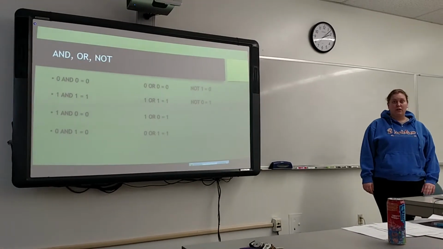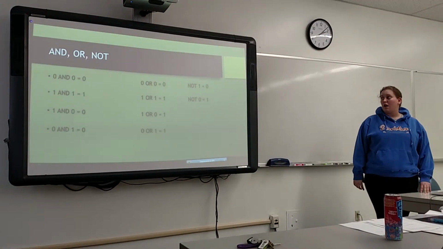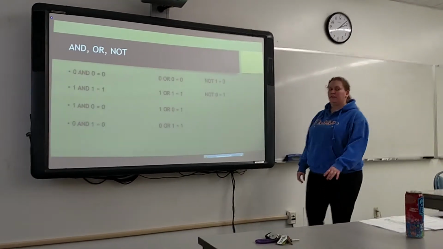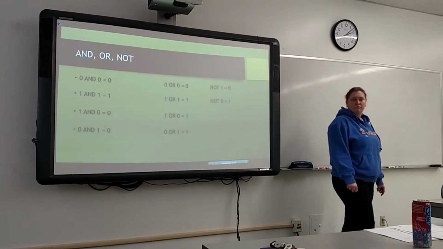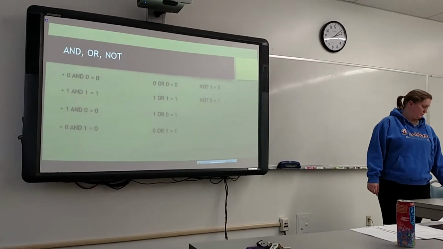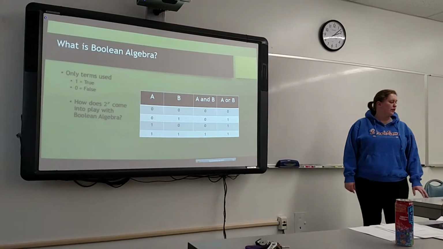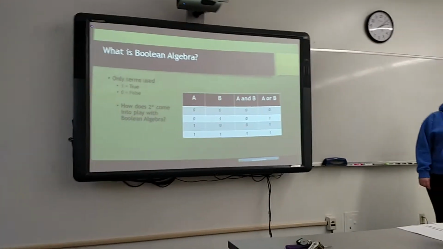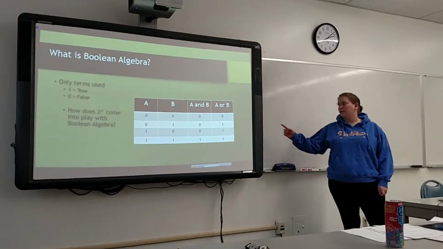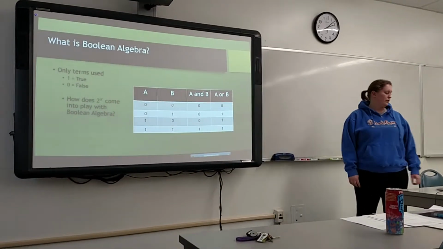Explain why is 1 and 1 just 1? 1 and 1. So if I have something and something, it's still something. Okay, so like I said, it's used in terms of 1 and 0, which is true and false. So it's just the same table, just expressed with 1 and 0.